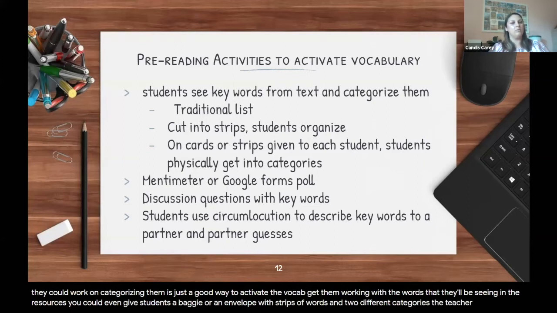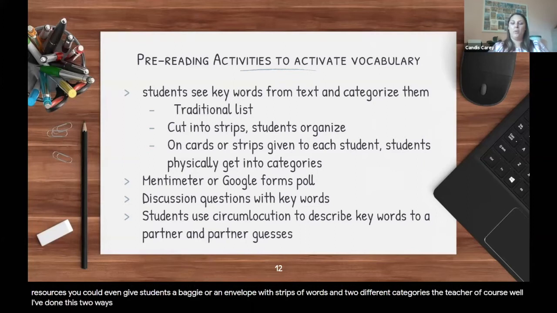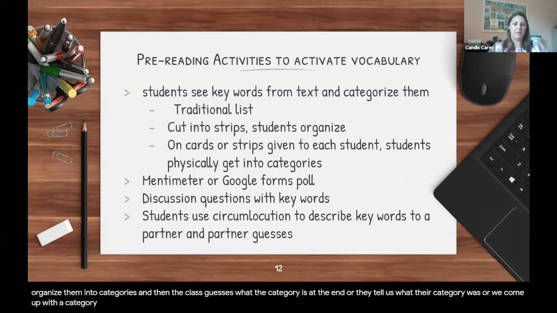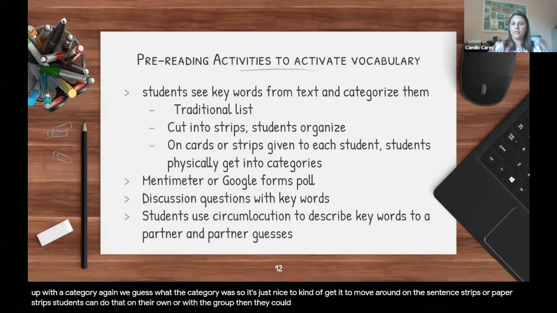The teacher, of course, well, I've done this two ways. I've done it where I've said which categories I want them to organize the words into. And I've also told the students to organize them into categories, and then the class guesses what the category is at the end, or they tell us what their category was, or we come up with a category. Again, we guess what the category was. So it's just nice to get it to move around on the sentence strips or paper strips. Students can do that on their own or with a group, then they could discuss why they're putting things into certain categories.